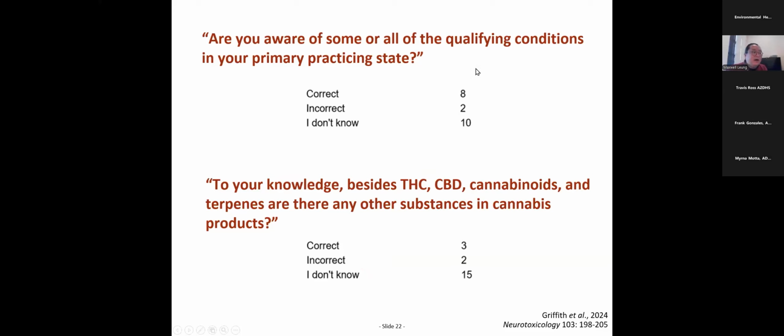But when it comes to the knowledge regarding the composition of the cannabis that people are using, that the patient might get exposed to, right? Besides THC, CBD, cannabinoid, and terpene, are there any substances in cannabis product? For those of you who are in cannabis safety, you probably will think, okay, this is kind of a trick question, and it is, because this is a contaminant question.